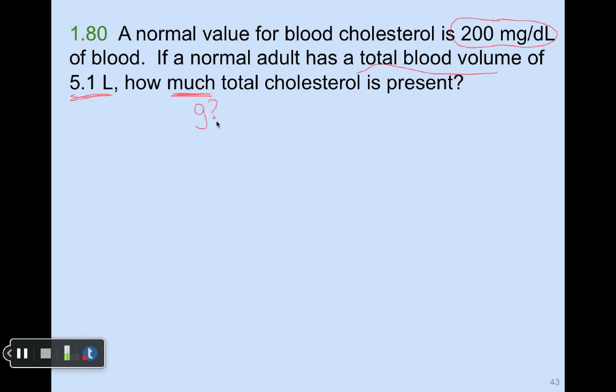And so we'll have to decide what our starting point is and what conversion factors we have. When you see a ratio, that tells you that something is a conversion factor. And so therefore begin with the value that is only a measured quantity, the 5.1 liters. How are we going to get from liters to grams? Well, using that conversion factor has deciliters, so let's get to deciliters.